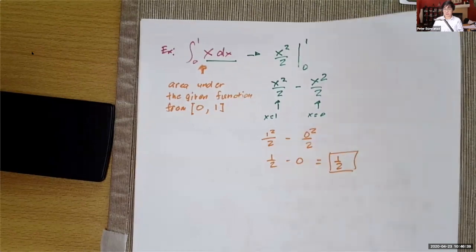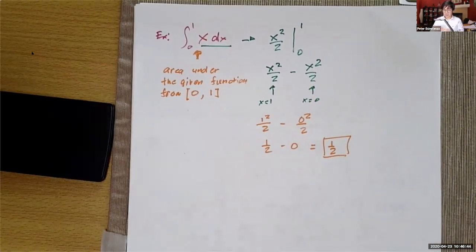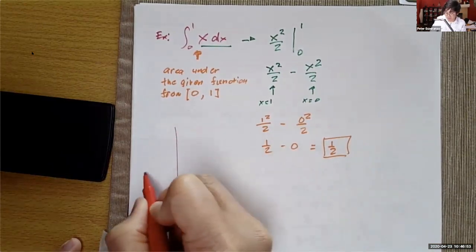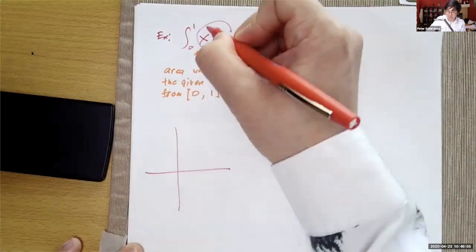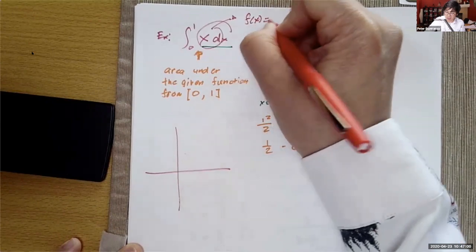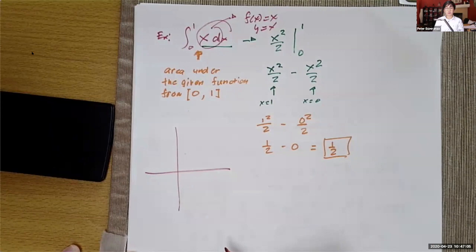And to give you a better visual of that 1/2 that we found, because as I mentioned in calculus, you cannot just be learning steps and procedures. You need to make sure that you're understanding why you're getting this value. Now, if I'm going to graph the function x, f of x is equal to x, or y is equal to x. And that is a linear function, right? It's a diagonal line passing through 0 with a slope of 1.